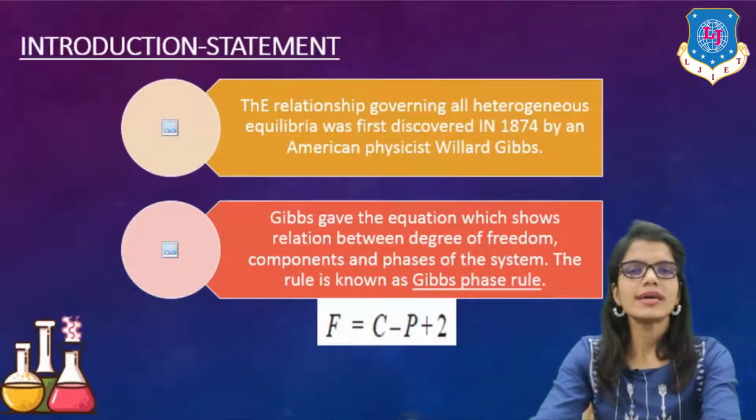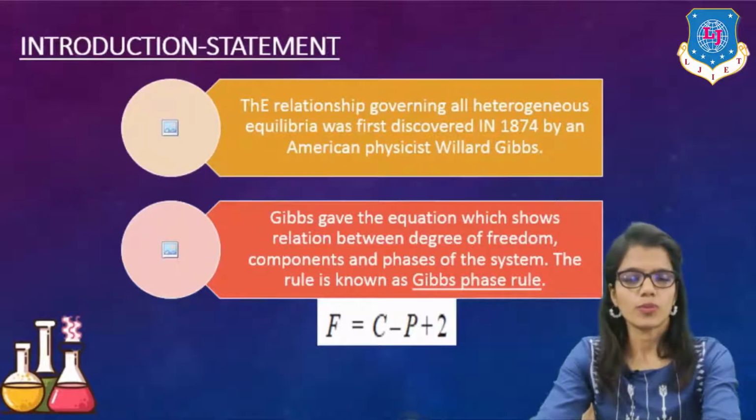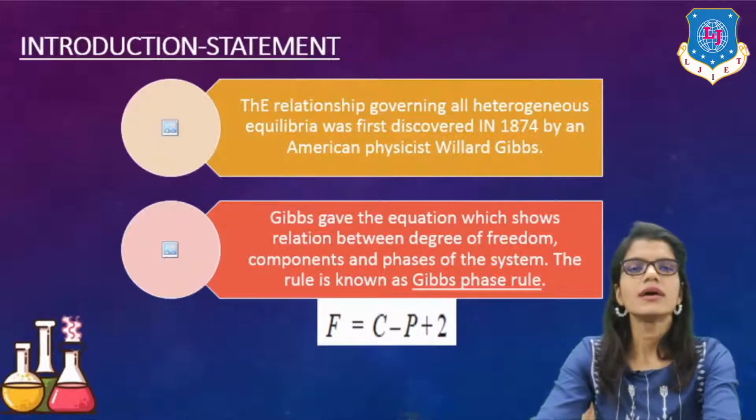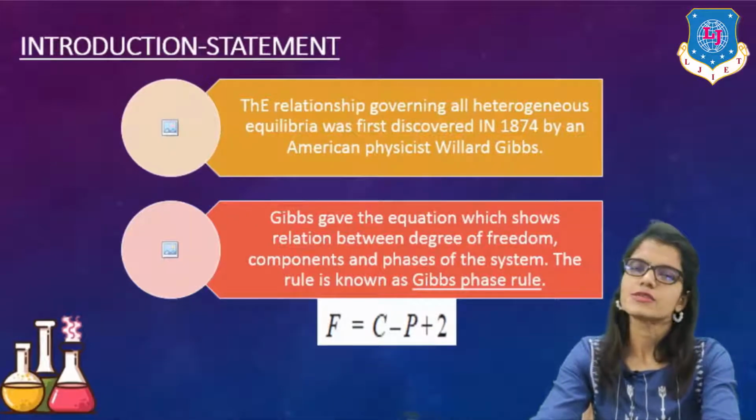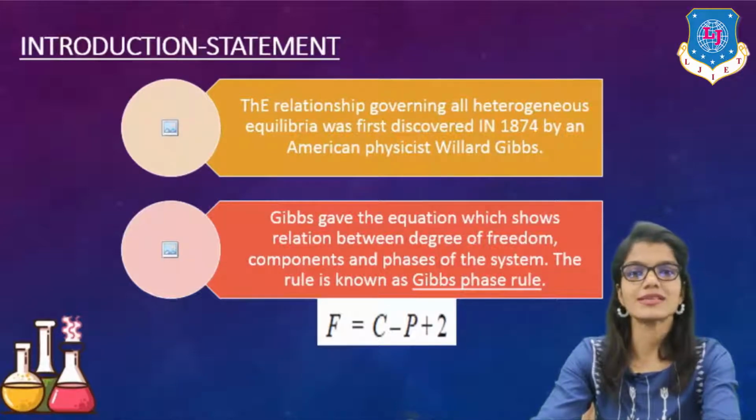So Gibbs gave the equation which shows the relation between degrees of freedom, number of components and the phases of the system. Such a rule is known as the phase rule or Gibbs phase rule, which is written as capital F is equal to C minus P plus 2.